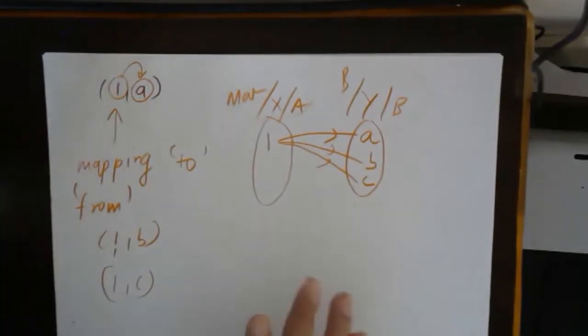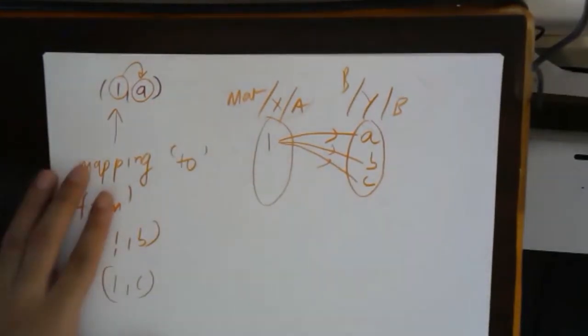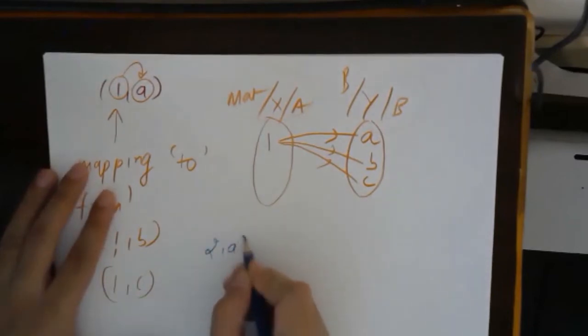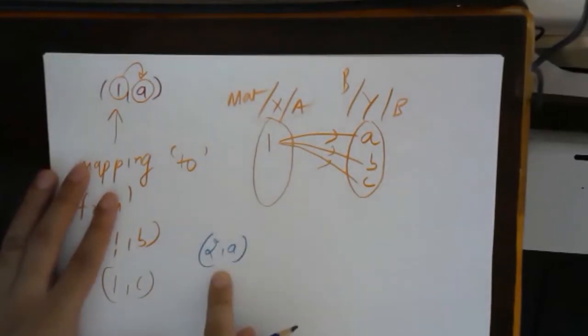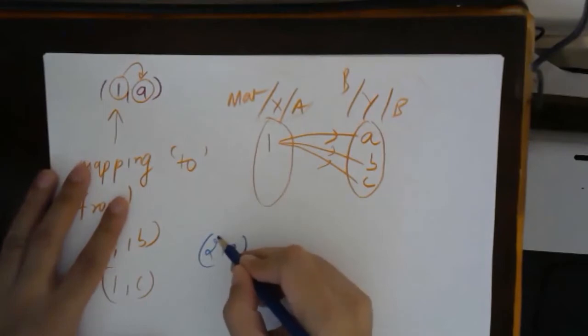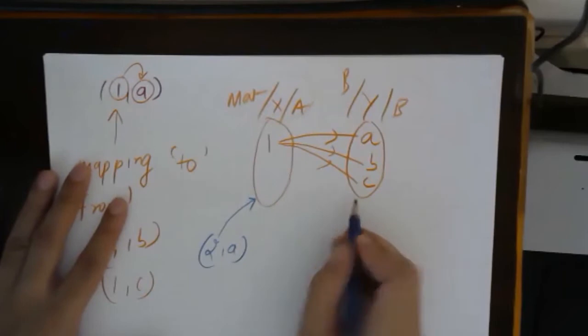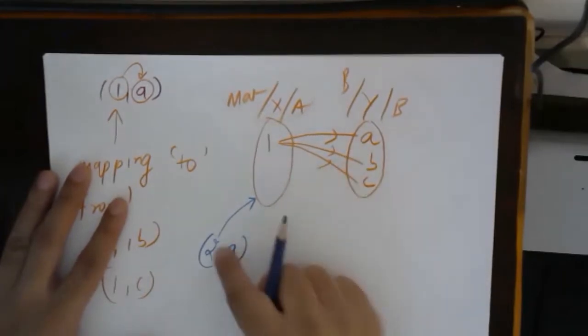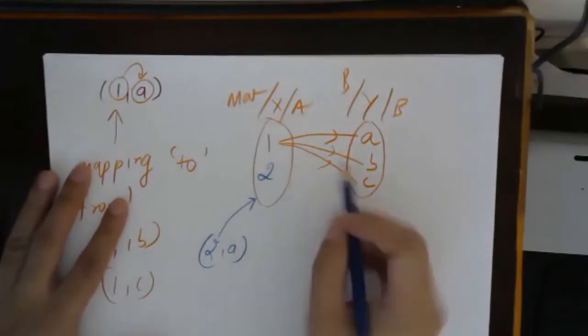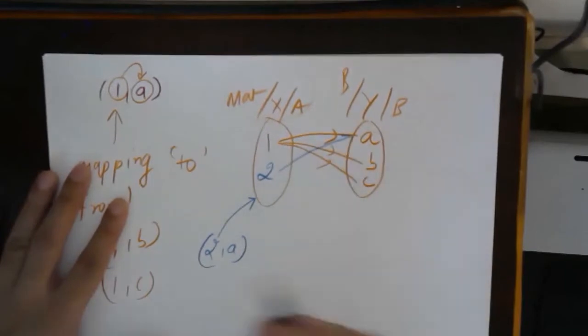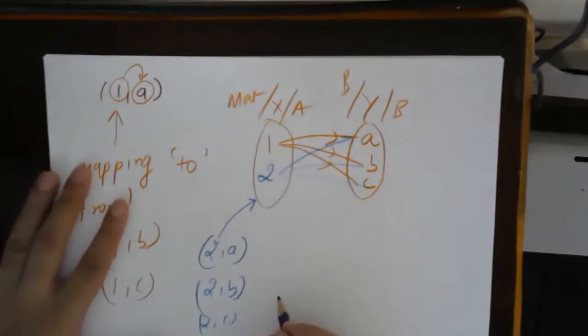This is okay. Fine. Now suppose I write 2 comma A. What does this mean? That this 2 is coming from the first set and this A is coming from the second set. So 2 is linked with A. Understood? Similarly, if I write 2B, this 2 is also linked with B, and 2C, this 2 is also linked with C. This is okay.